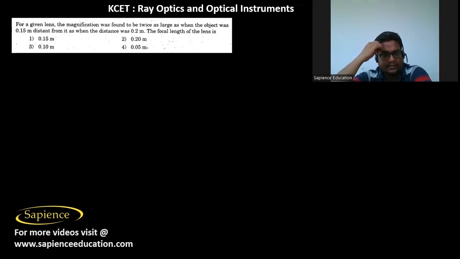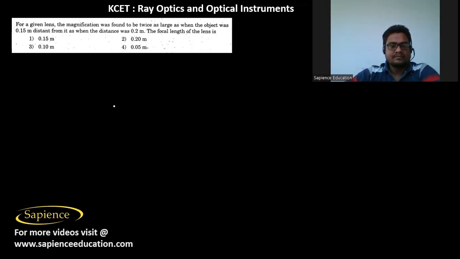Then for a given lens, the magnification M was found to be twice as large when the object was 0.15 meter distance from it as when the distance was 0.2 meter. Find the focal length of the lens.